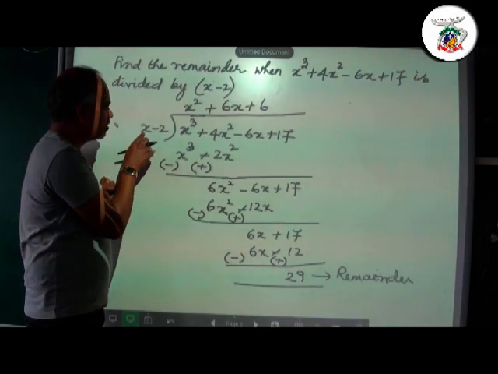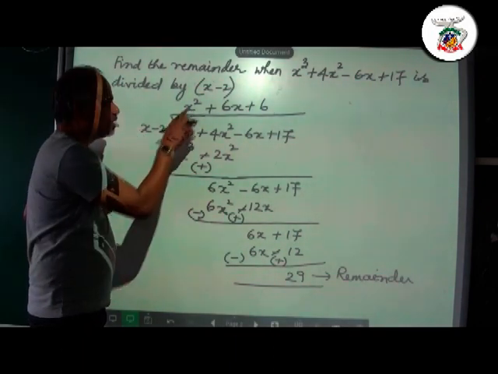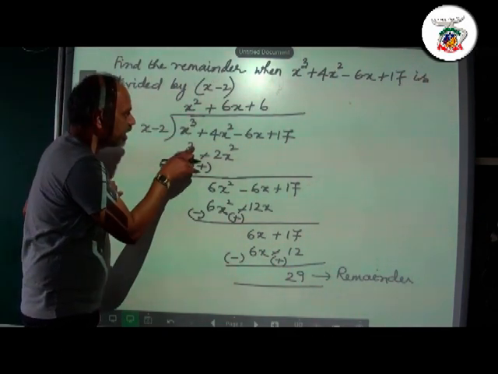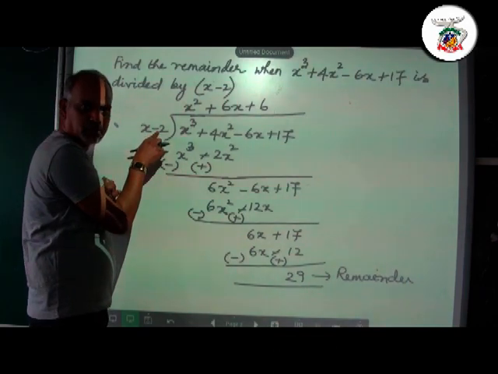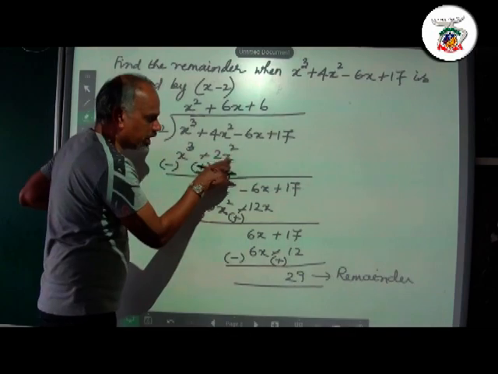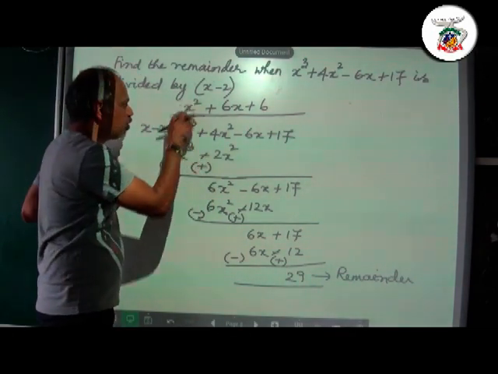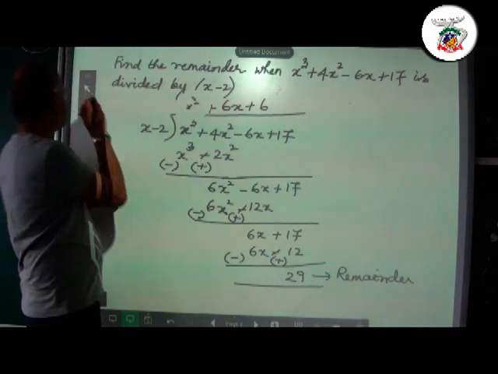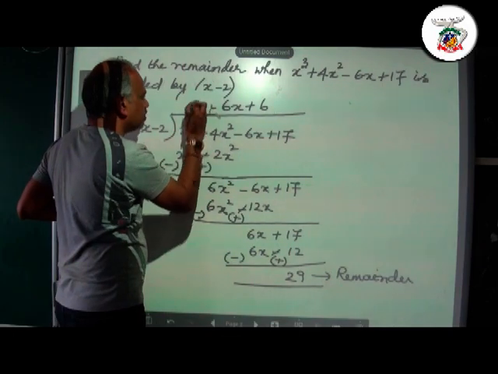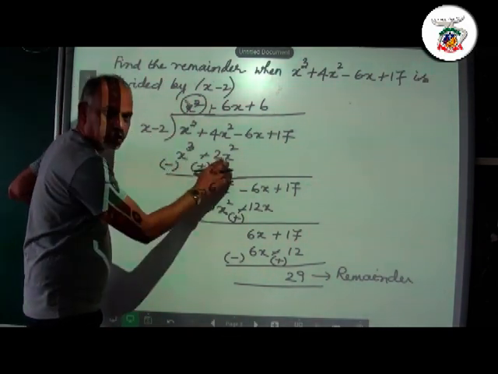So x into x squared will give you the x cubed. So x squared has to be multiplied with x, that gives you the x cubed, and there is also one more term, minus 2. So multiply x squared with minus 2, you get minus 2x squared. These are the 2 terms that you get by multiplying the x squared with x and minus 2.